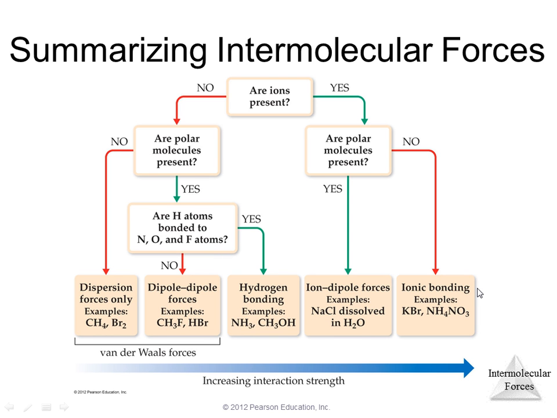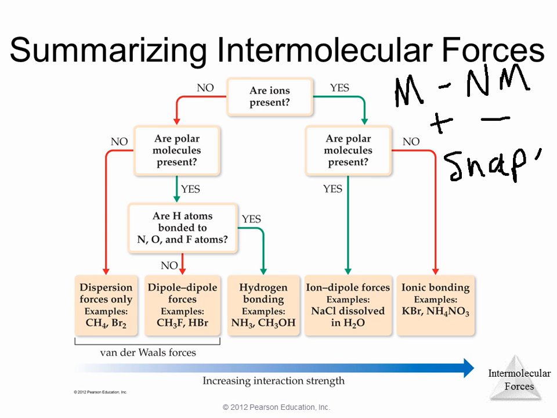This chart is really big. This is how you can tell what type of intermolecular force is available. Kind of walk you through the chart here. At the top, if you have ions that are present, something that's ionic, and again, that's a metal and a nonmetal, usually bonded together with a positive and a negative charge, you've got ions. So if you have ions present, you need to ask if the molecules are polar. Remember, polarity depends on the shape, and it depends on the electronegativity.